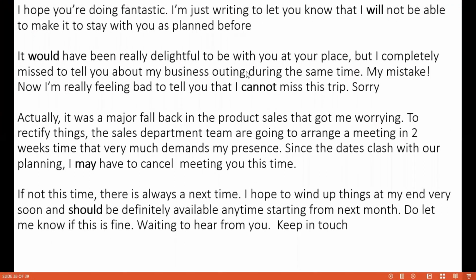Believe me, modals do convey things effectively. Very, very important. Don't insert them just for the sake of inserting. Okay, don't create a situation just for the sake of inserting. If you're a good writer, if you want to convey an idea effectively, you would get that modal for sure. Believe me on this. I'm just writing to let you know that I will not be able to make it. You're 100% sure about it. I am not going to come. I will not be able to make it.